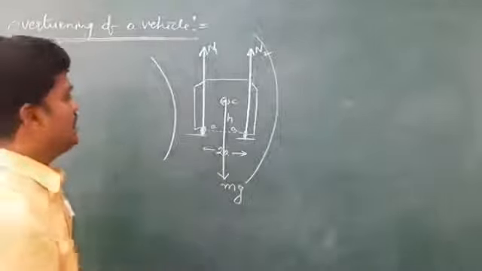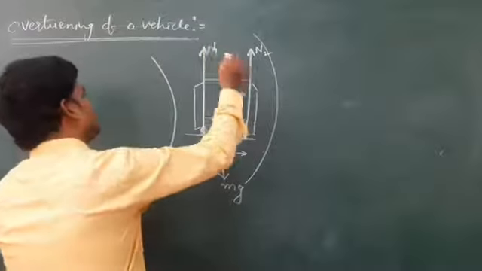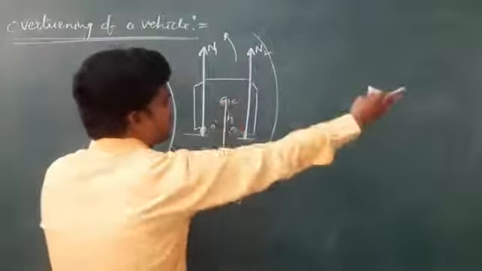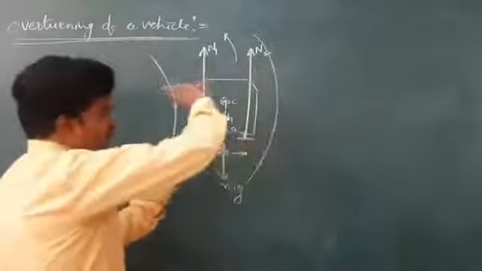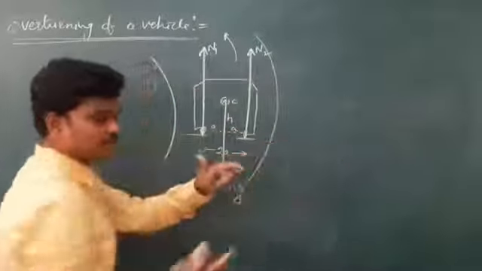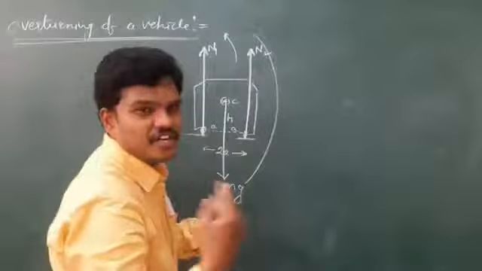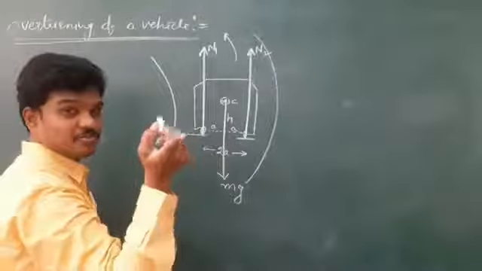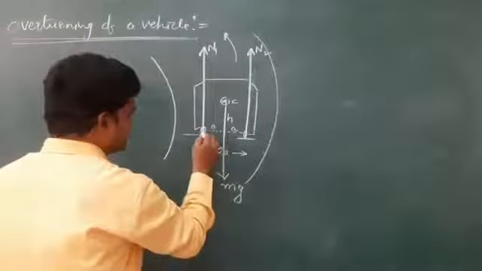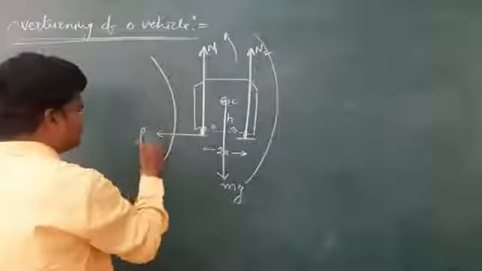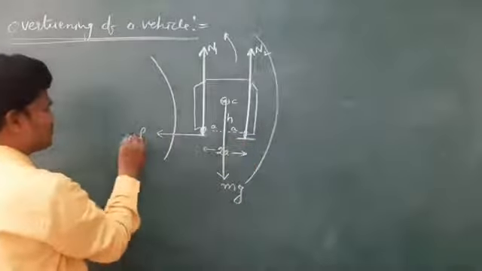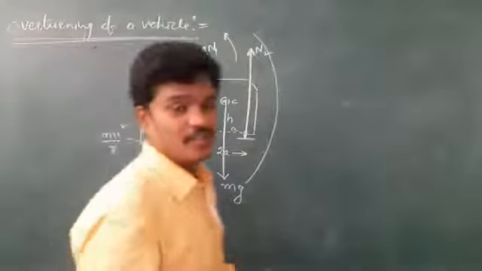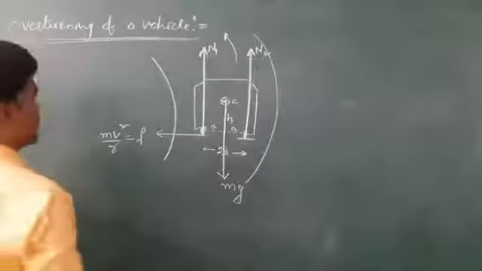And see, the vehicle takes a turn in this direction. Because it is moving in this direction, the vehicle is ready to skid in this way. The vehicle is ready to turn, ready to topple in this way. Because it will take a left turn, you know the inertia effect: inertia of rest, inertia of motion, inertia of direction. In the same manner, here the frictional force acts in this direction, and this frictional force is equal to the centripetal force, because it acts towards the center of the circular road. So m v square by r.